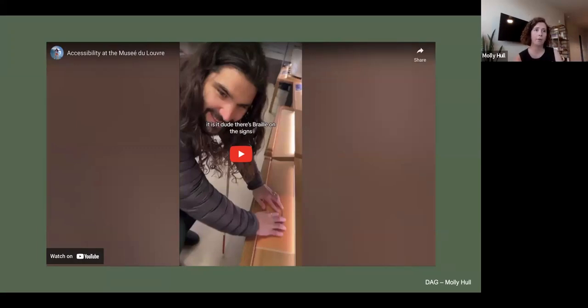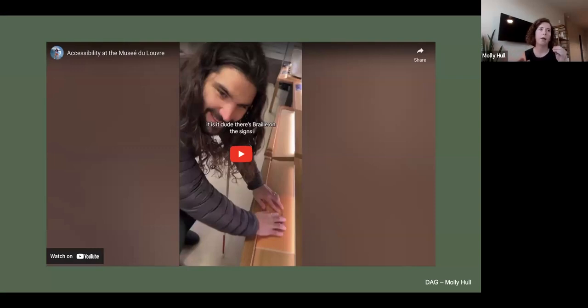He was able to feel a tactile map of the Mona Lisa. So you saw the outlines of the Mona Lisa, but then each element of the Mona Lisa had a different texture. And that texture was also included in the key beside the Mona Lisa, so that the blind user or someone who was reading Braille would be able to associate a certain texture with a certain point on that painting.